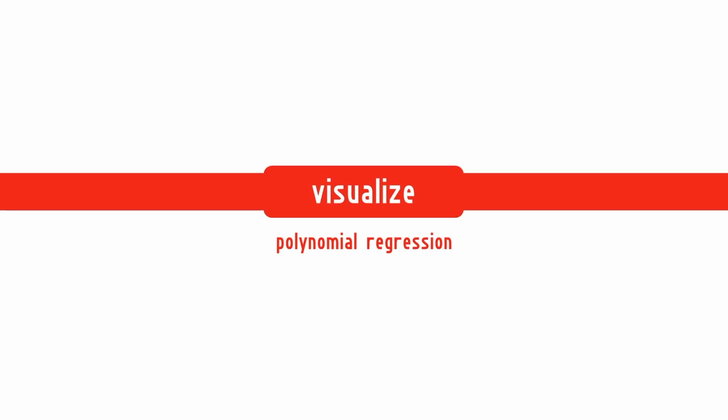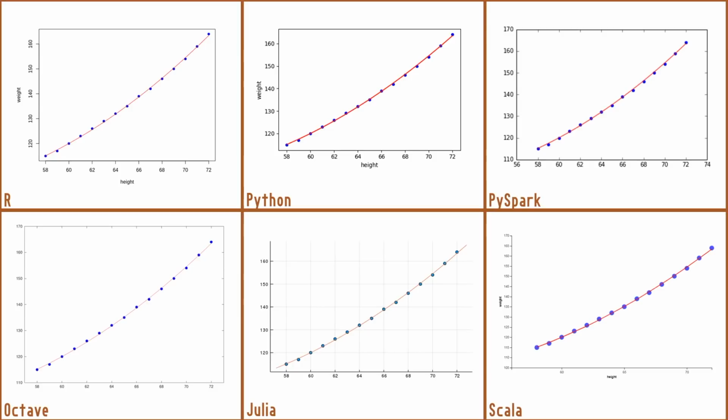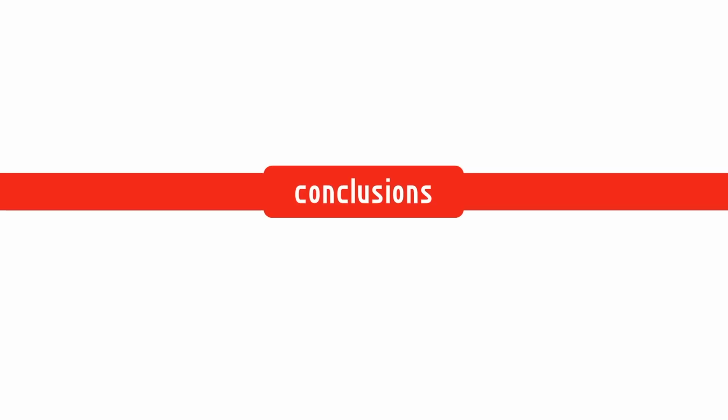All of the languages created nice default plots. Looking at the code, we see that only R could directly use our fitted model object to draw the curve. And again, the default plots were all sufficient to get our point across. I'll end now with a few conclusions.